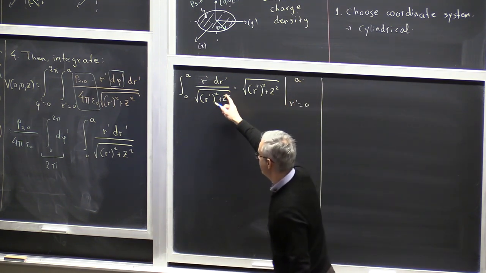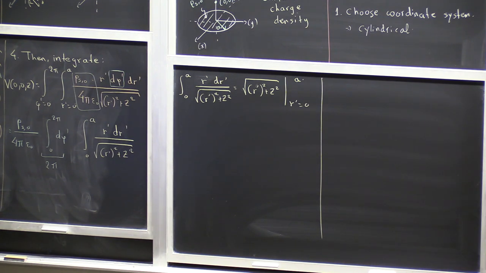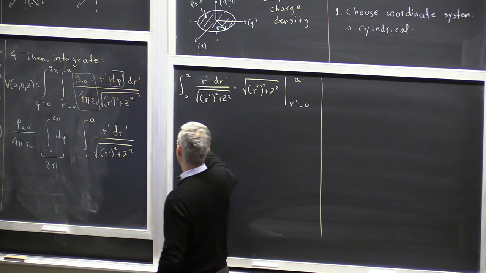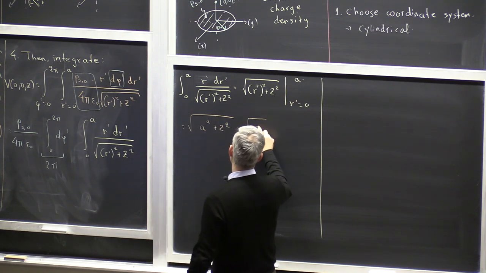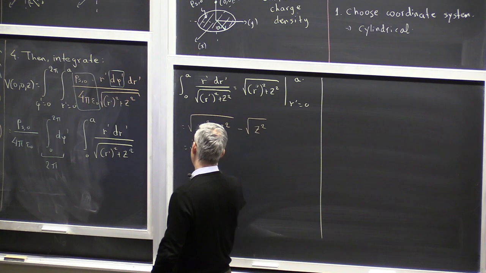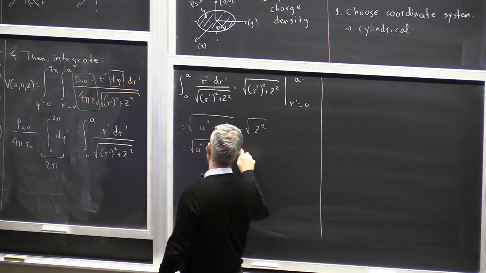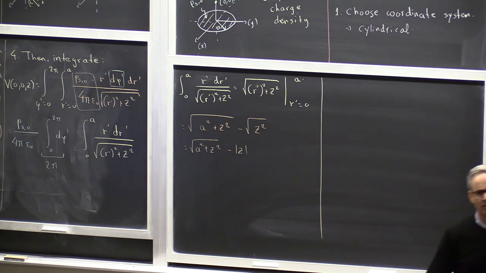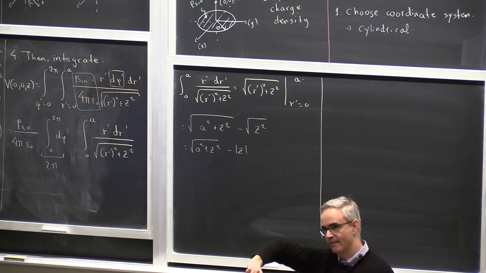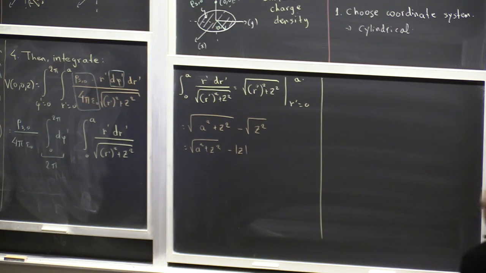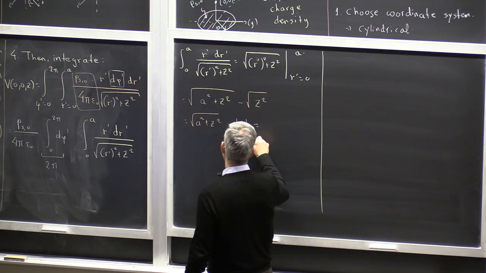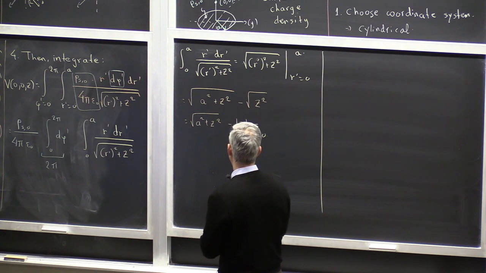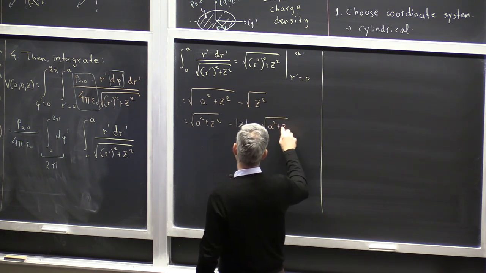So this is basically the derivative of the square root of r prime squared plus z squared, and that will give me the square root of a squared plus z squared minus the square root of z squared. So this is the square root of a squared plus z squared minus the absolute value of z. I do this calculation just to be more general. If the observation point was underneath, you would have the absolute value of z equal to minus z. Now we have taken an observation point on the positive axis, so we have a positive z. So z is greater than zero here. Therefore, the result is the square root of a squared plus z squared minus z.